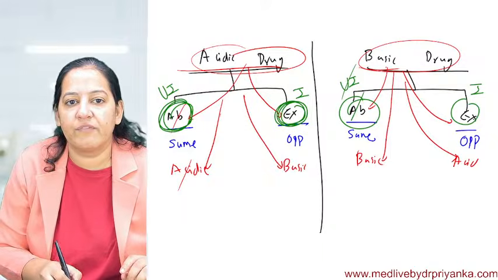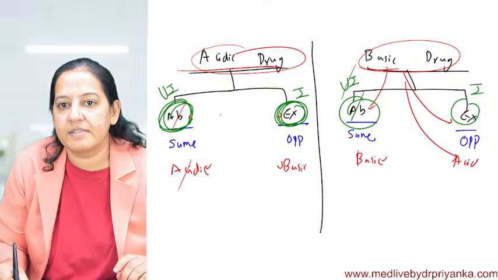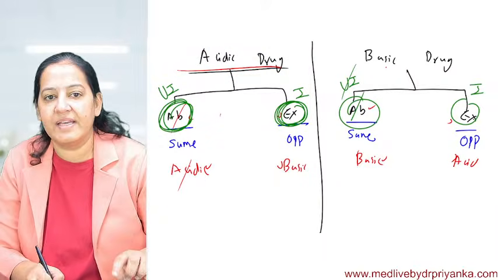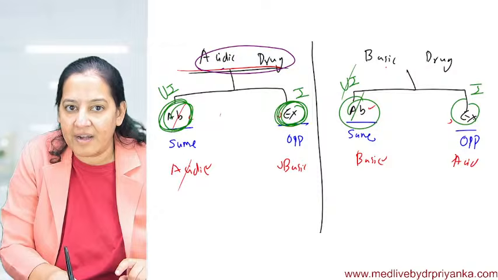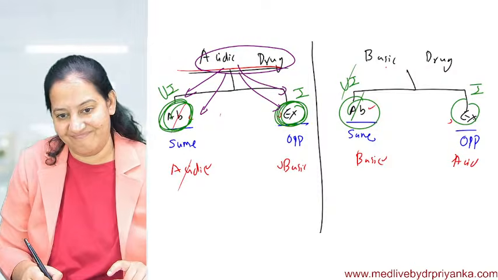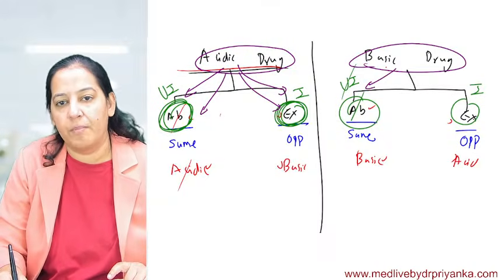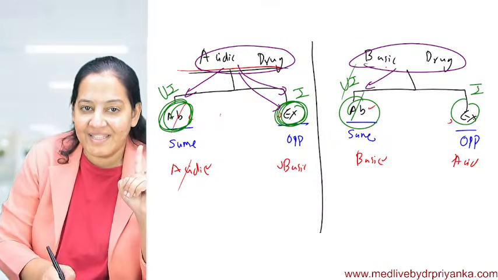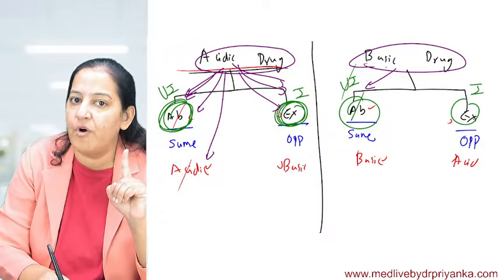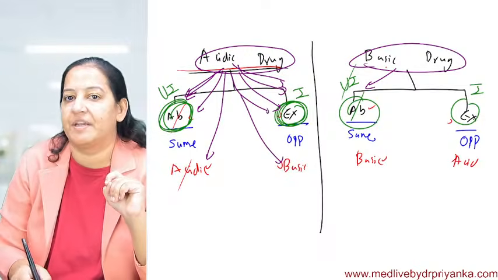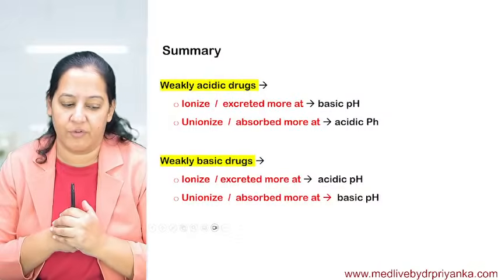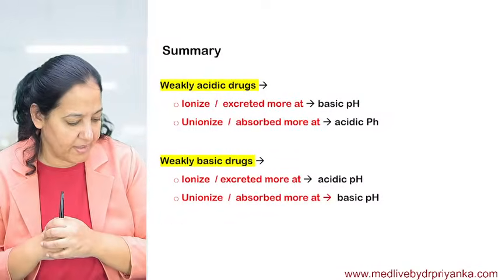So can I say the same thing in other words? Let's try to say it. Can I say acidic drug unionized form gets absorbed and acidic drug ionized form gets excreted? Acidic drug, unionized form gets absorbed in acidic medium, and ionized form gets excreted in basic medium. Same with basic drug. So you have to use all these terminologies. This is the summary. The same thing is written in front of you. If I read it passively, you don't get it, but I think you are getting it now.